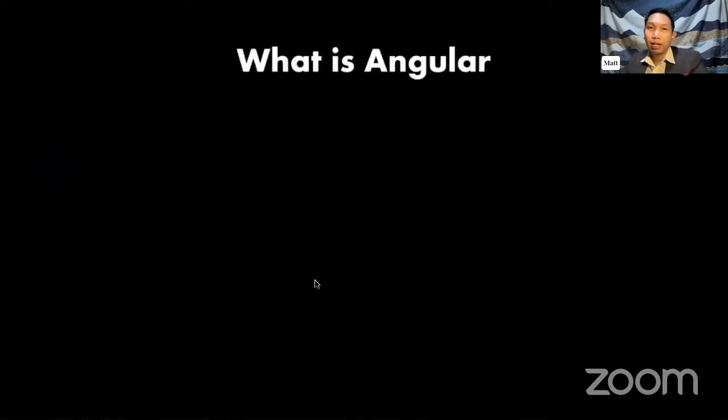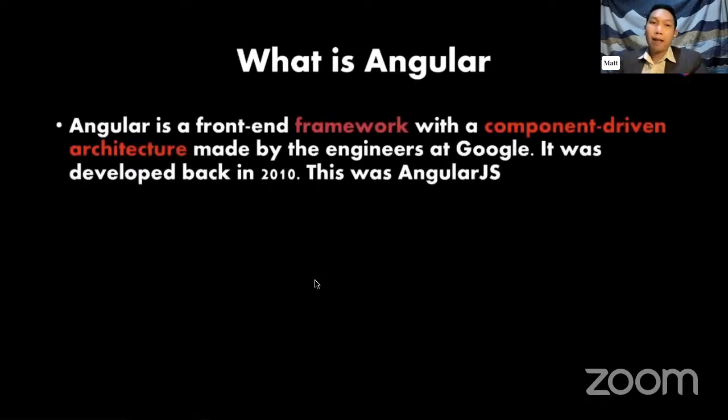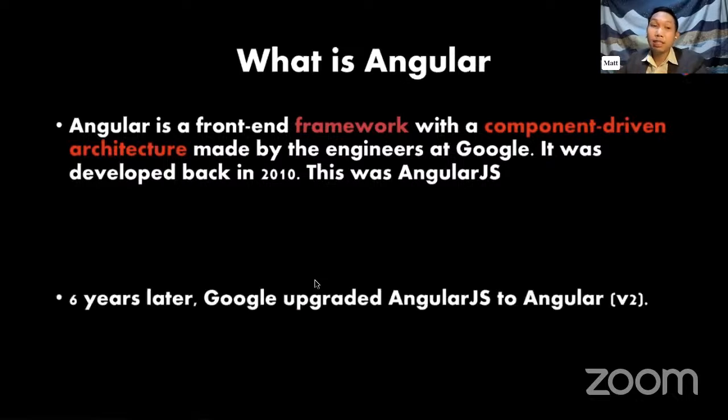Now let's go to point number one, the definition of Angular. According to Google, Angular is a front-end framework with a component-driven architecture made by the engineers at Google. It was developed back in 2010. This was AngularJS. Take note of the JS at the end, because Angular right now is very different from AngularJS. Six years later, Google upgraded AngularJS to Angular version 2, so in 2016 it was Angular version 2. And right now in 2023, I think it's Angular 15 and will become 16 maybe in a couple of months.